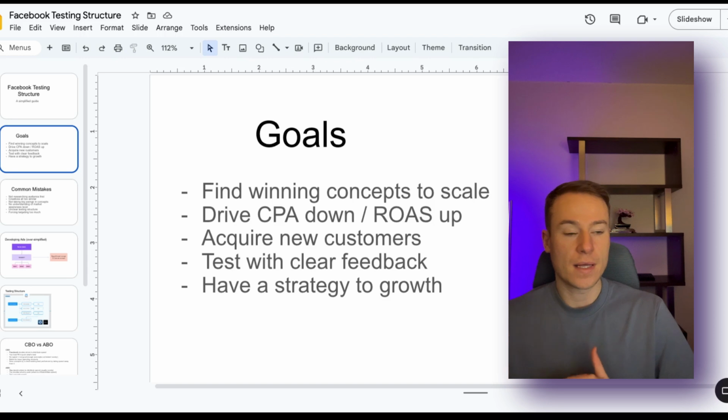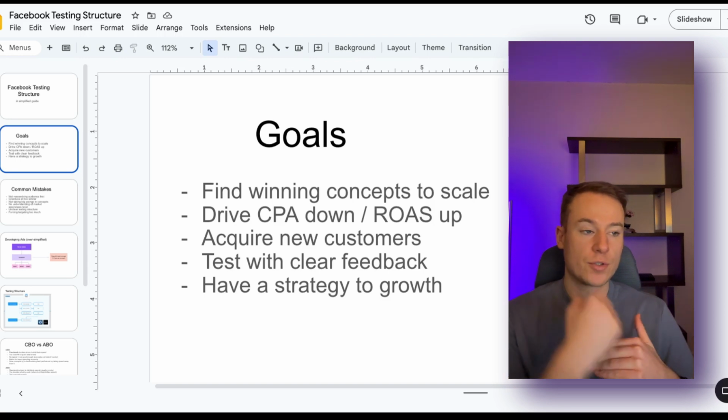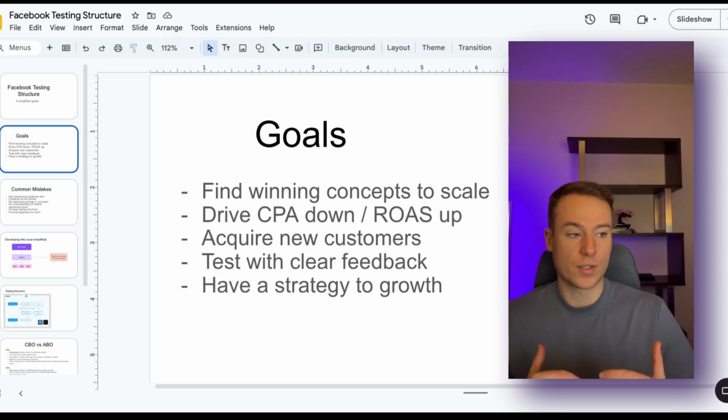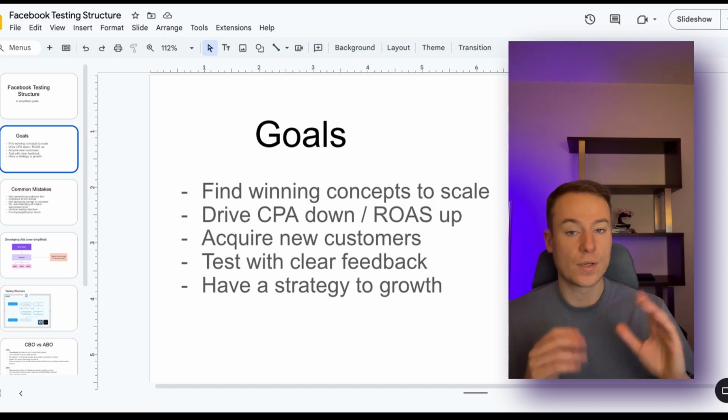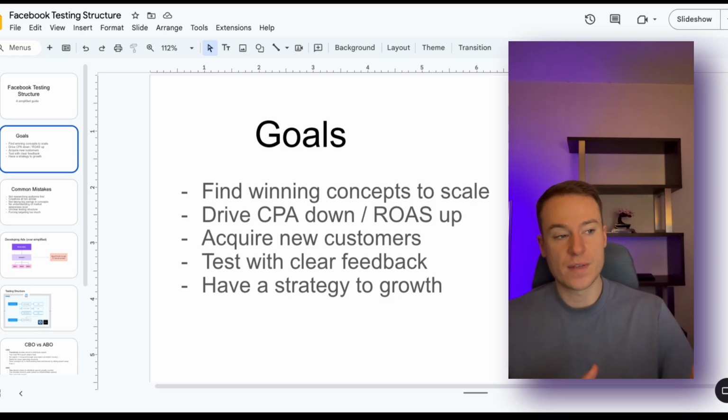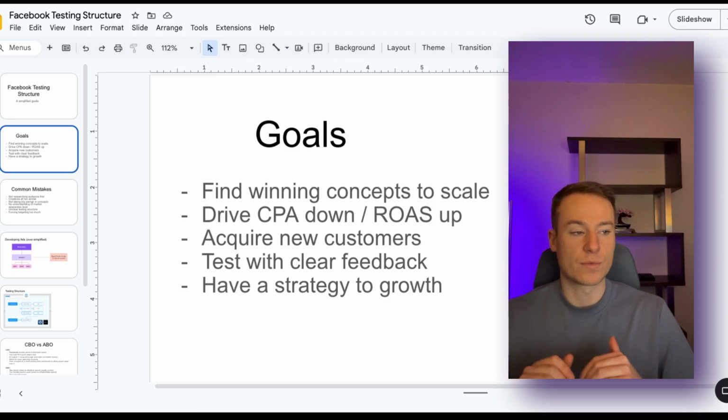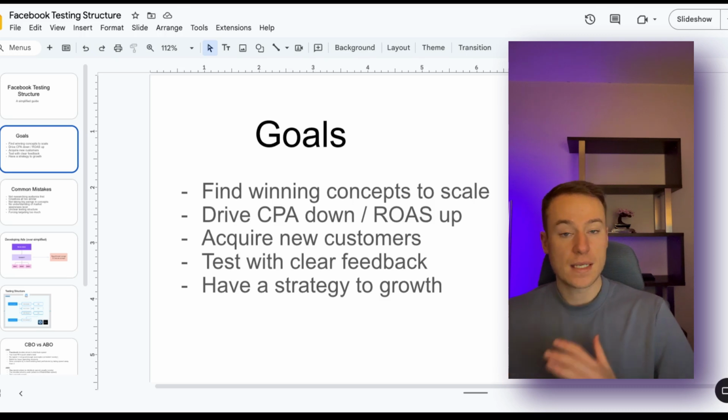That should be more on email, and with a great product experience, people should naturally come back to repurchase as well. Now, when you're running offers, Black Friday, Cyber Monday, you can absolutely spend money to bring previous customers back, but in general, we want Facebook to be working on acquiring new customers for us, just because it's expensive to acquire these customers. Next is test with clear feedback, so we can say, right, this concept works, this concept doesn't, let's iterate from here and have a strategy for growth.